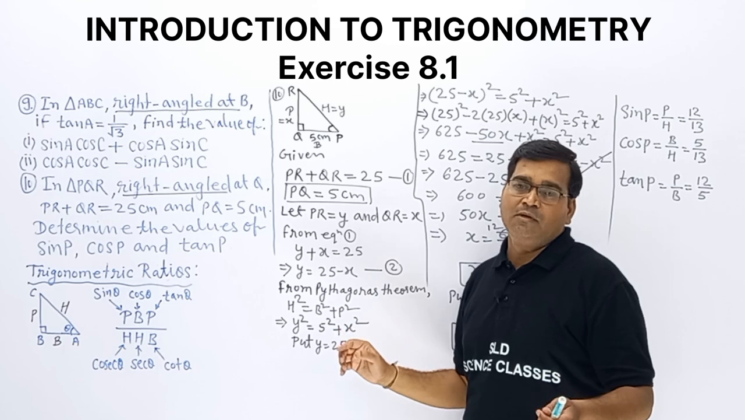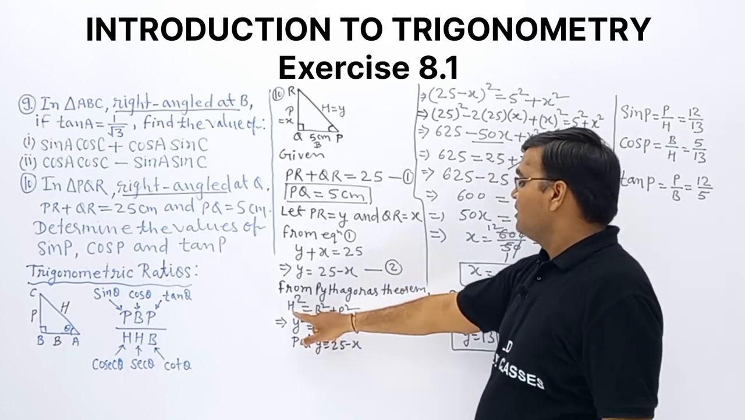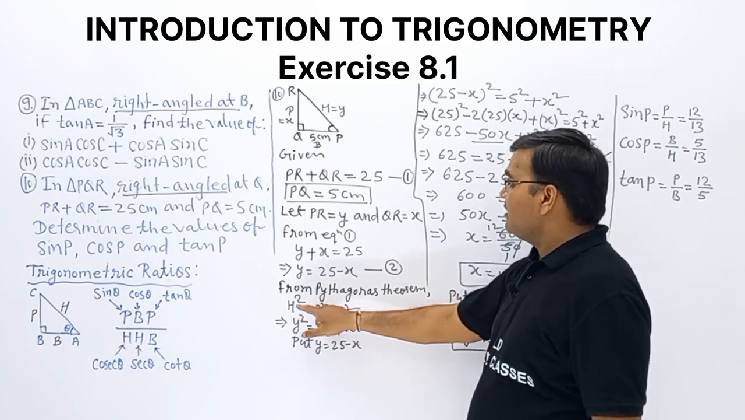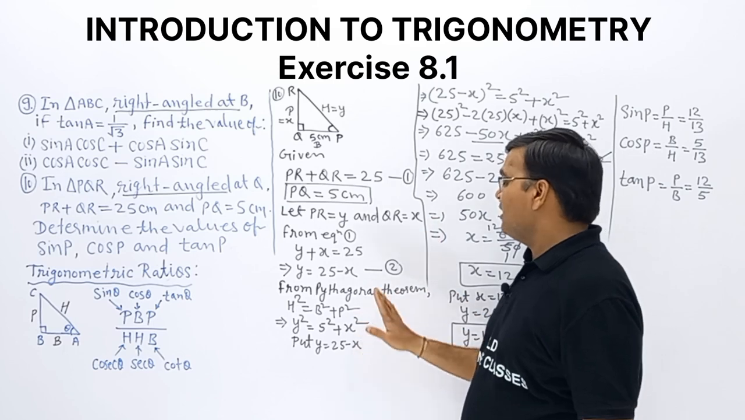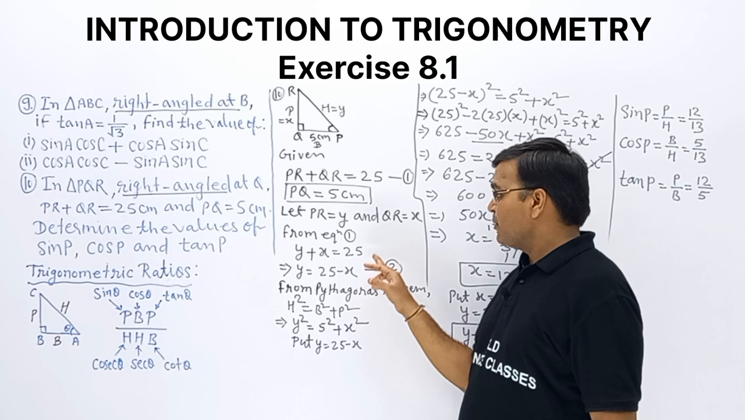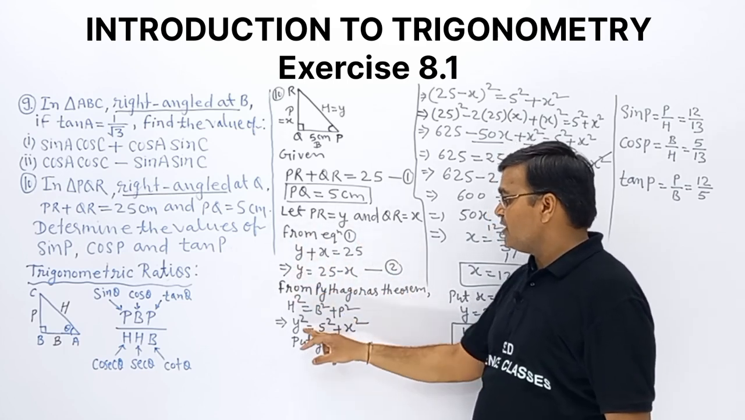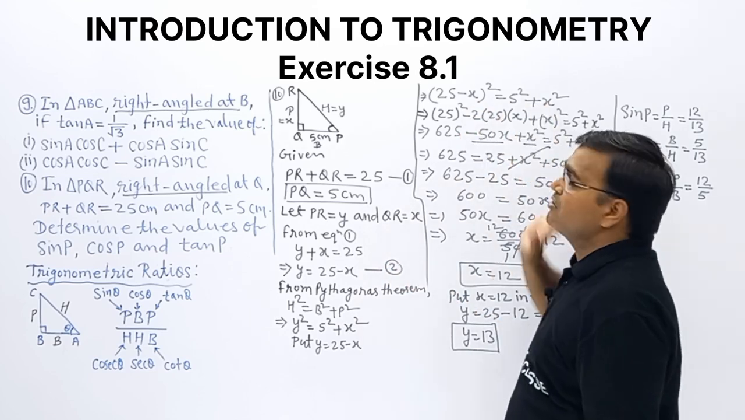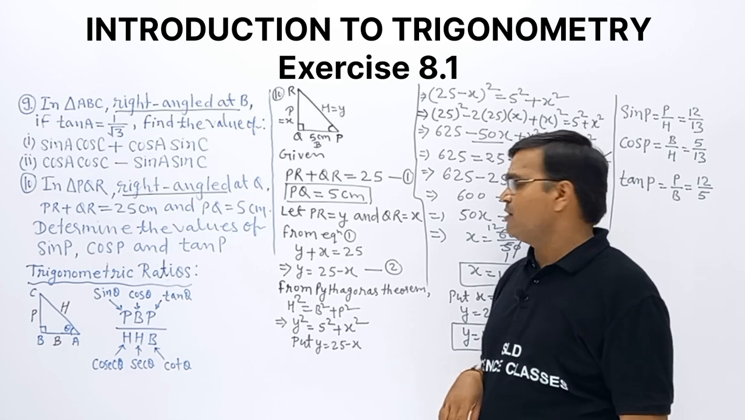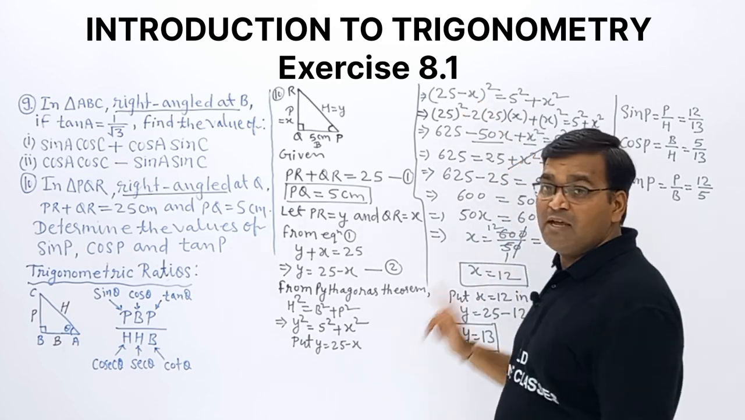Now we will put these values in the Pythagoras theorem. What is the Pythagoras theorem? H square equal to b square plus p square. We have b, we have h as y, and p we assumed as x. Y square equal to 5 square plus x square. But from this relation we solved for y, so we put this value there, and then we get a one-variable equation. Once we put the value of y from this relation, we get the one-variable relation. Then we can find that variable.